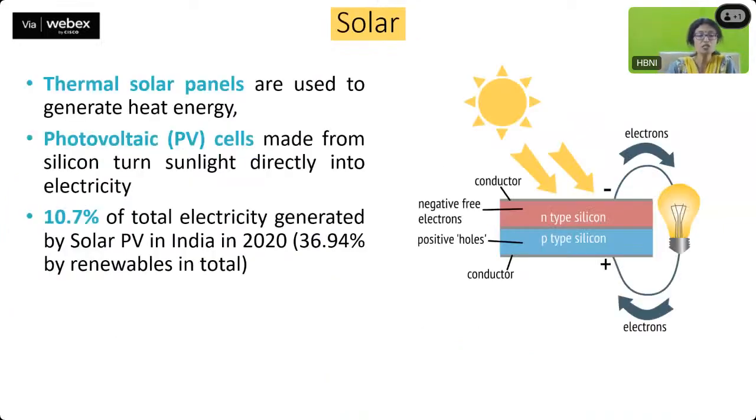Solar energy, how does it work? Thermal solar panels are generally used to generate heat energy. Then photovoltaic cells are made from silicon. They turn the sunlight directly into electricity. In India in 2020, around 10.7% of the total electricity generated was by using solar PV. And if you consider the renewables in total, that is wind, solar, hydropower, and all the other renewable energy sources I mentioned, solar was around 37%, which has increased to around 42% in the last 2 years.